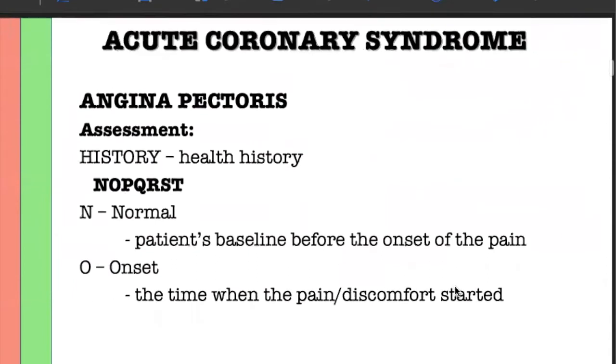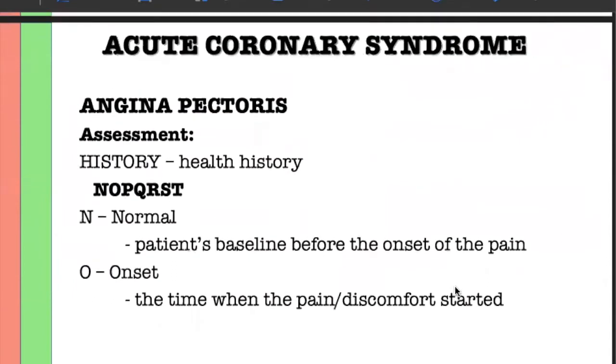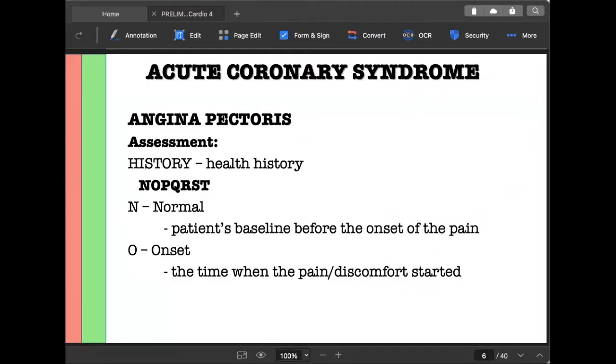Okay, let's continue here with your assessment. Of course, one of the pertinent things that you're going to do as nurses in the future is taking the health history of the client who experiences angina pectoris. Now, the patient baseline before the onset of the pain, of course, anything else should be normal.